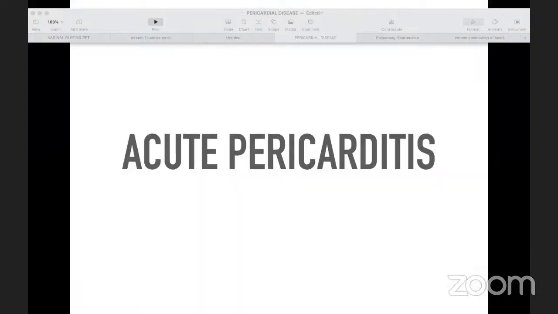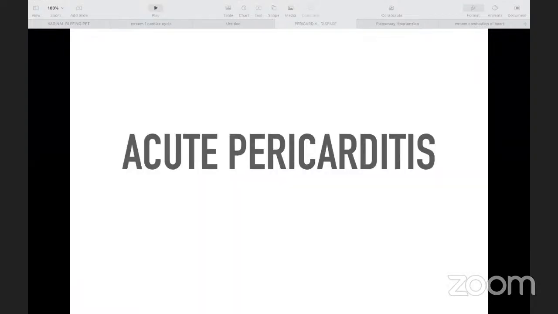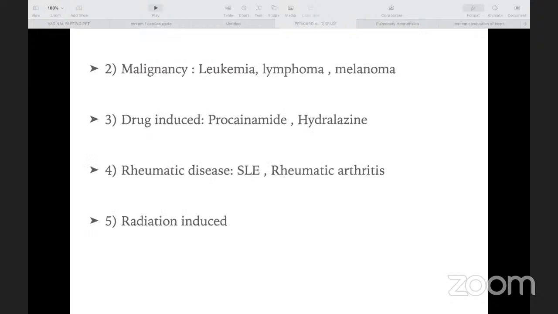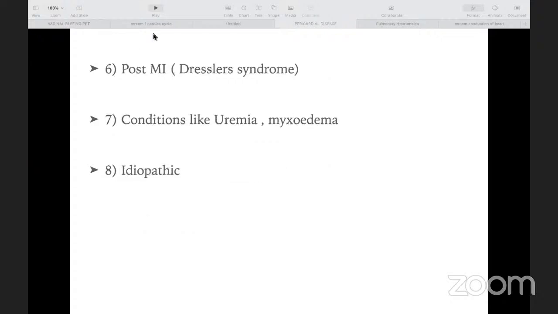Topic is acute pericarditis. The causes: infection, viral, bacterial, fungal, and malignancy can lead to acute pericarditis, such as leukemia, lymphoma, drug-induced, procainamide, hydralazine, and rheumatic disease, especially rheumatoid arthritis. Radiation-induced and post-MI, known as Dressler syndrome, and conditions like uremia, myxedema, and idiopathic.